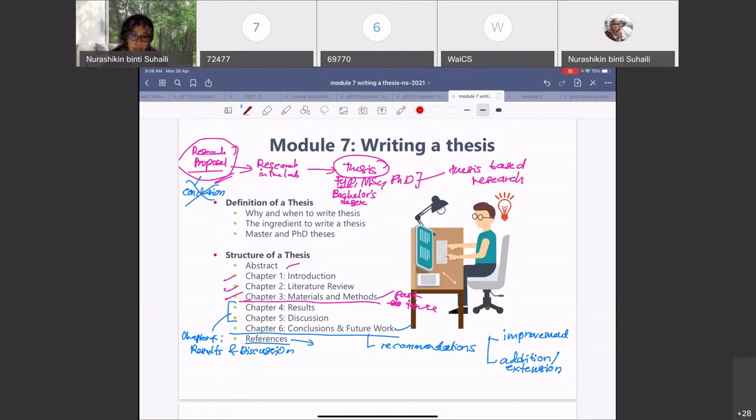The proposal has slightly different components, like expected outcomes, but for the thesis, it has the results instead of the expected outcomes, and also the conclusion. The rest of it is quite similar to the points that you have read in Module 6. Okay, any question?